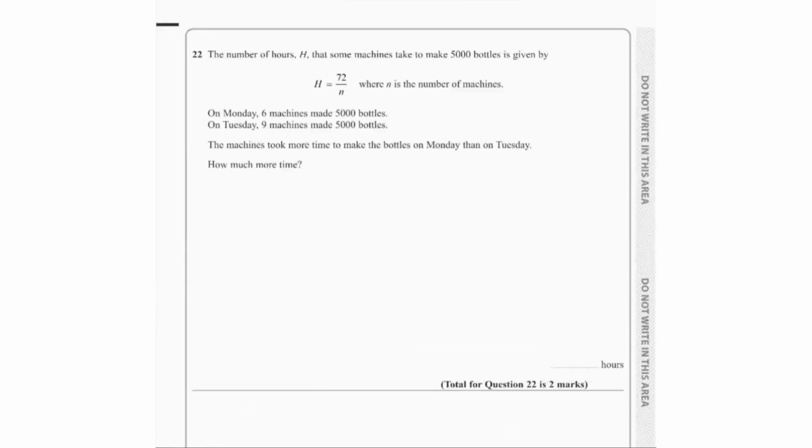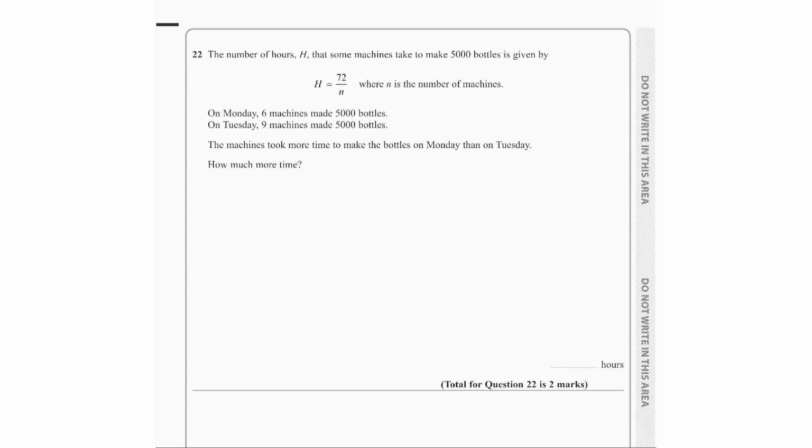Then it says A equals 2 squared times 3, B equals 2 times 3 squared. Write down the lowest common multiple of A and B. So for the lowest common multiple, you look at the highest powers for each number. So that's 2 squared for 2 and 3 squared for 3. So 2 squared times 3 squared, that's 4 times 9, and that's 36. That's your LCM.